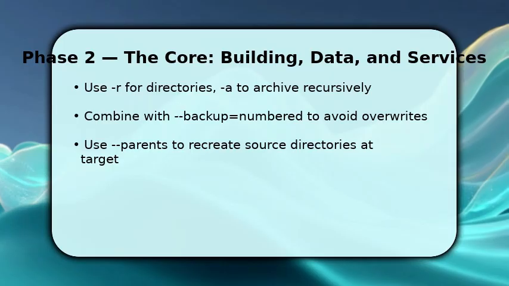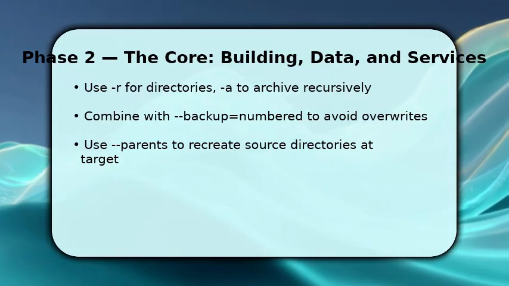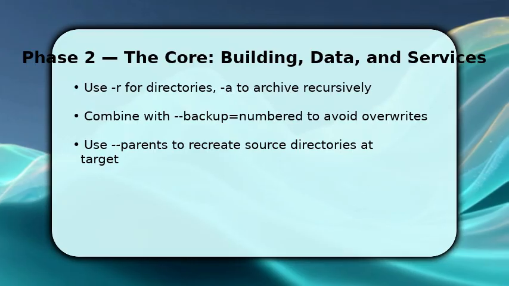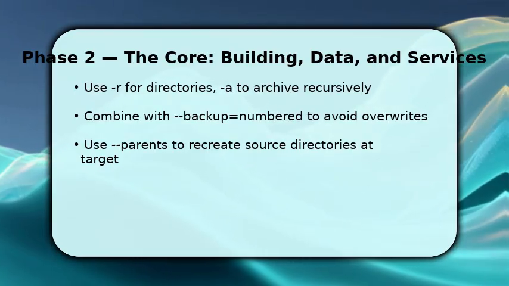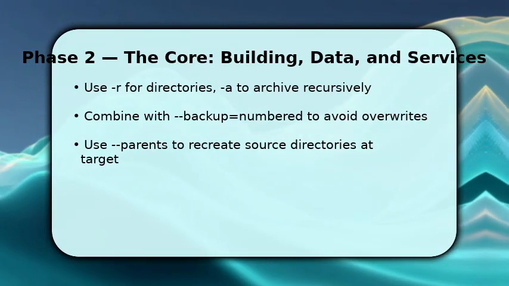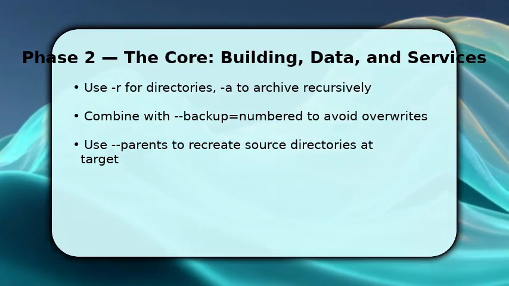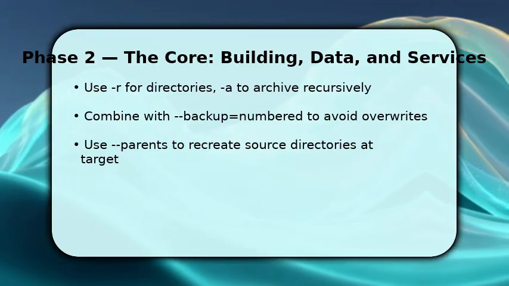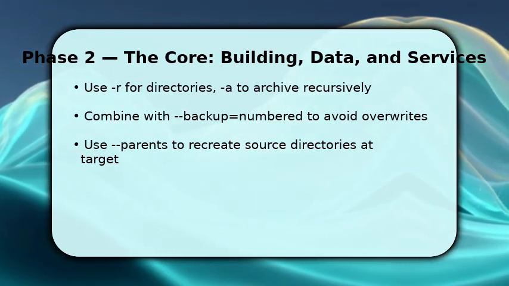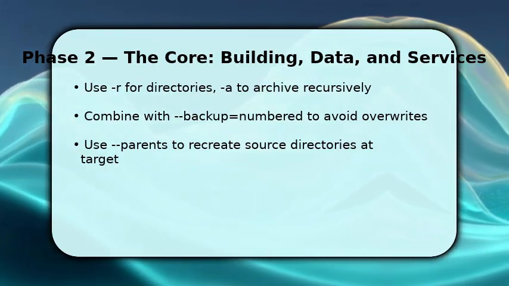Next, handle complex cases. When copying directories, use -R or -a to retain structure and attributes. -a equals -dR --preserve=all. If overwriting is risky, add --backup=numbered so older files are saved with ~1~ names. To maintain source directory hierarchy, add --parents so cp rebuilds the path at the destination.